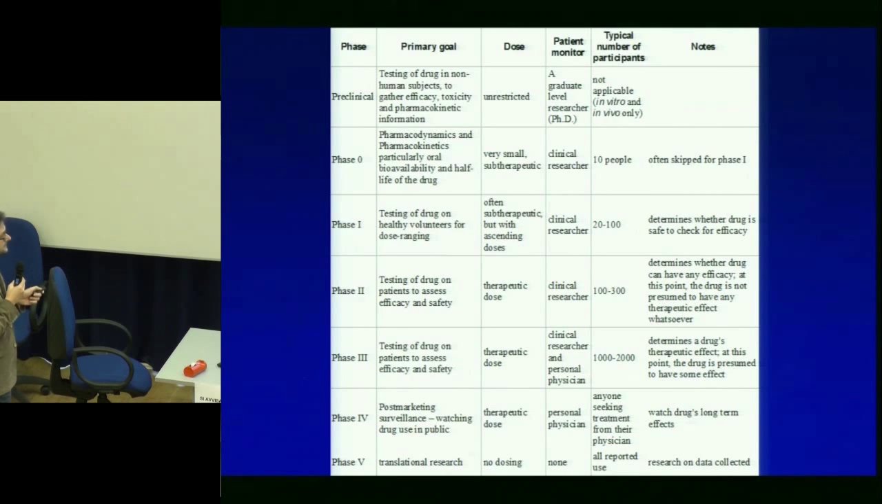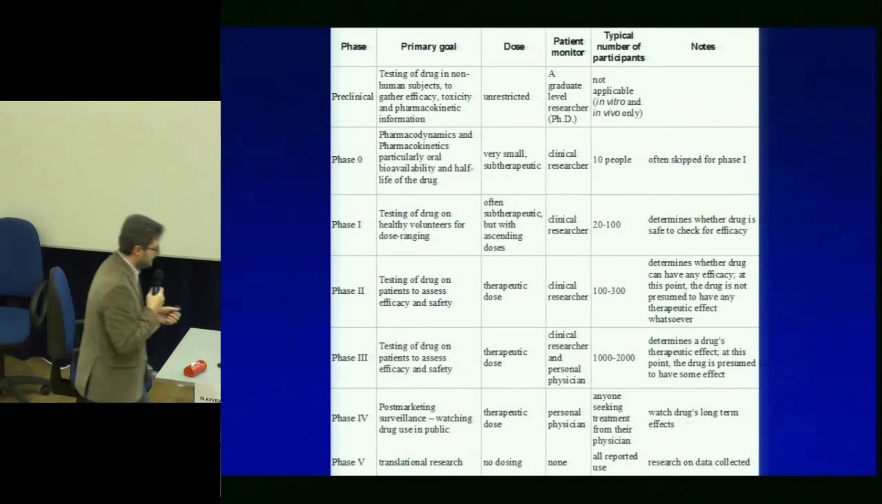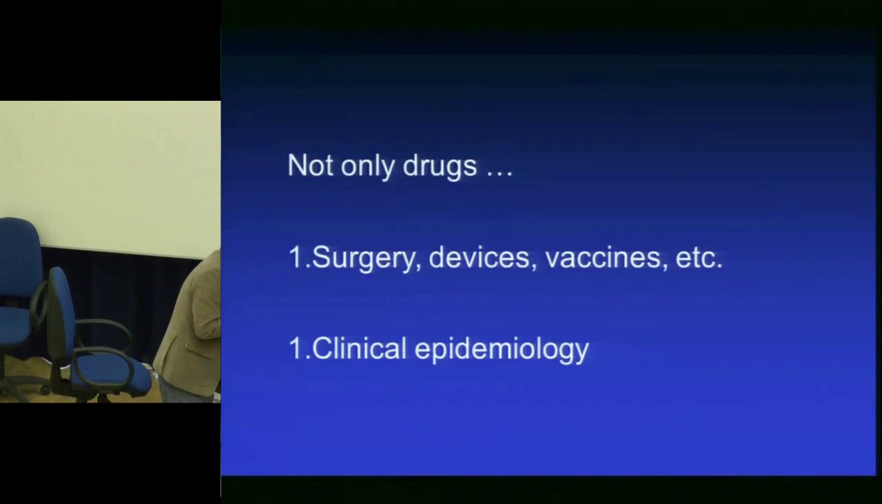And then phase 3 is the classical randomized controlled trial that we know, that is usually published in the New England Journal of Medicine or other relevant journals. And nowadays, for a phase 3 trial, more than 1,000 patients are necessary. That means money, that means time. And that's the reason it's very difficult to have a phase 3 trial not funded by a pharmaceutical company. And that's another point for discussion.